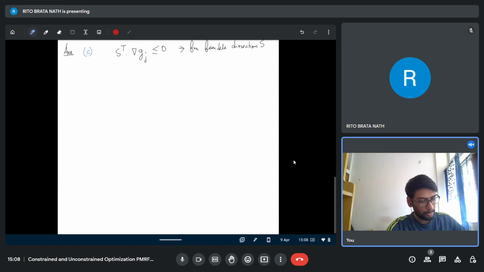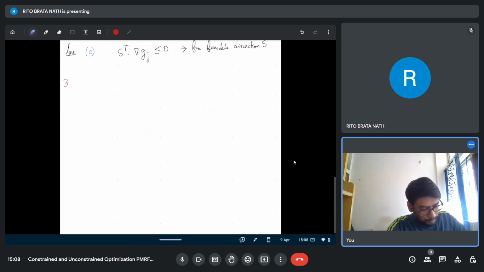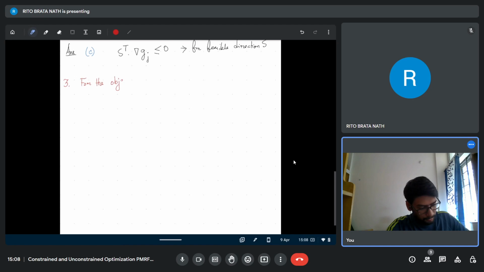Okay, so the third problem is for the objective function f(x): which of the following is not true?